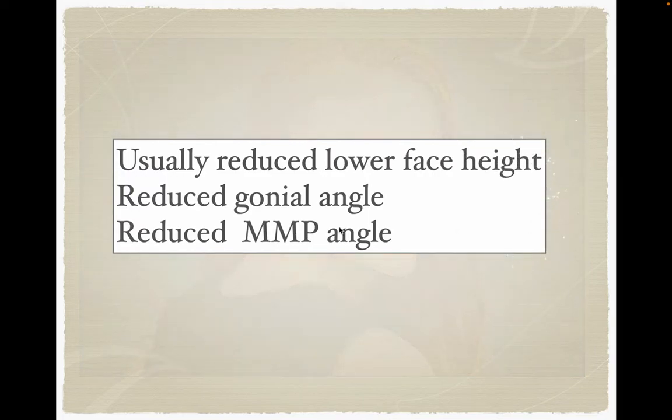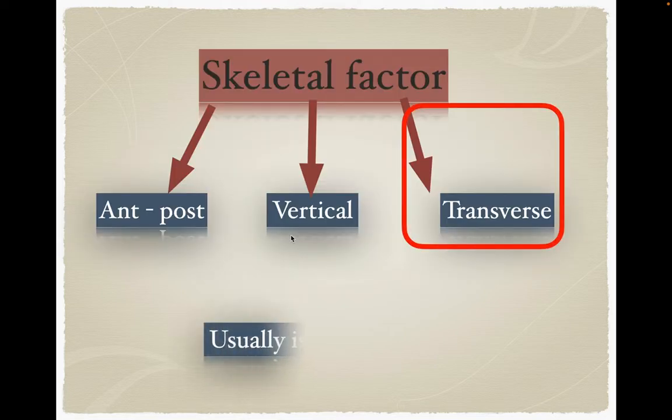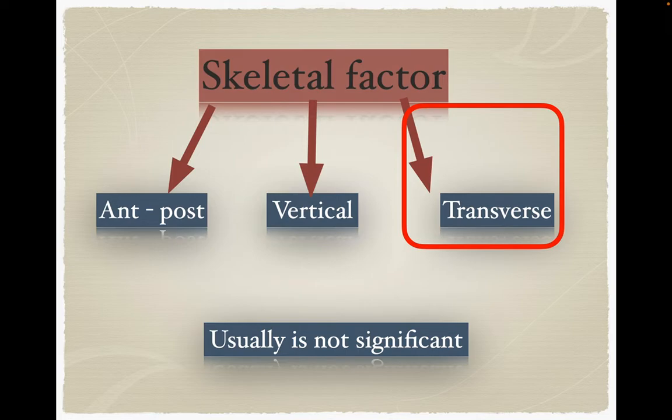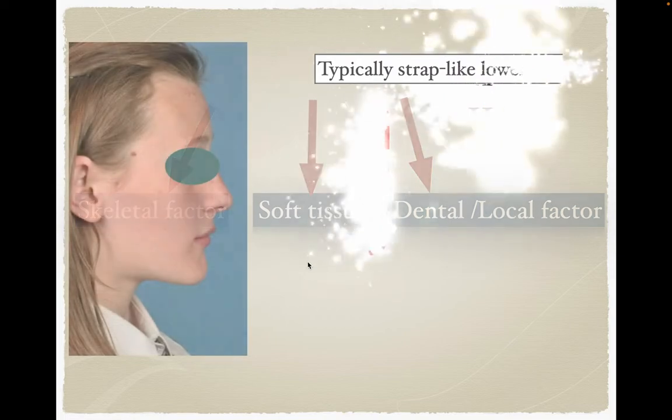They will also have a reduced gonial angle, which is the angle between the ramus of the mandible and the body of the mandible. So, vertical relationship: class 2 division 2 patients usually have reduced lower facial height. Not in all cases, but in most cases, they will have a reduced gonial angle and a reduced maxillary mandibular plane angle. Transverse relationship is not a big issue in class 2 division 2. What about soft tissue? Yes, soft tissue is a big issue here.